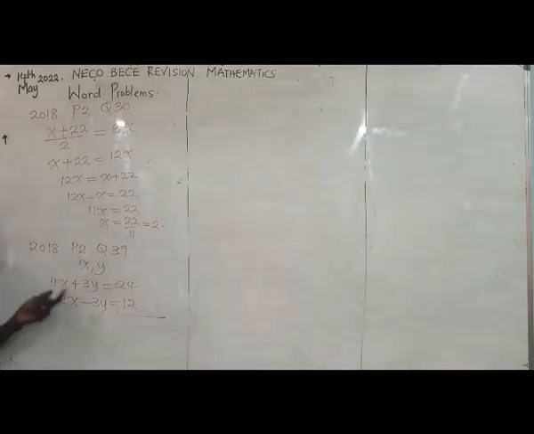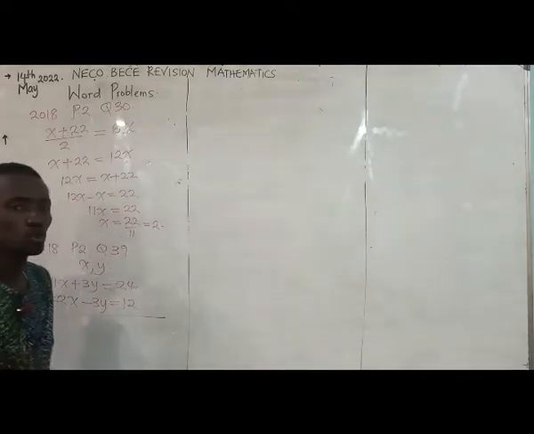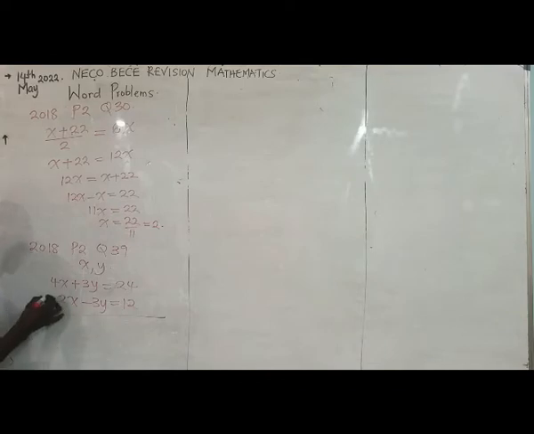Remember that if you look at this, the coefficient of y here and the coefficient of y here are the same, but their signs are different. So you can do what? Eliminate. So what do? You eliminate different signs by adding. You eliminate same signs by what? Subtracting. So I'm going to do what? Add.